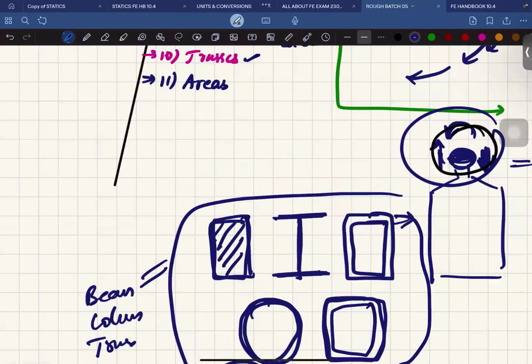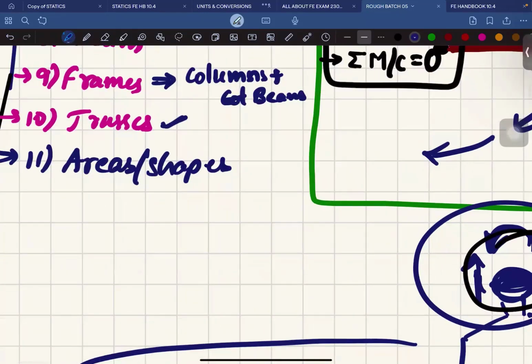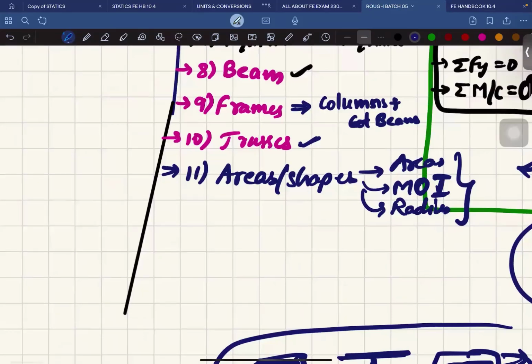Because of that, there is a new topic derived from these three, that is areas or different shapes. On these shapes, we mainly study finding the areas, and there is one predominant term called moment of inertia. We'll study about them, and then we'll study radius of gyration with some examples, and that will be over. And then the 12th topic is friction.